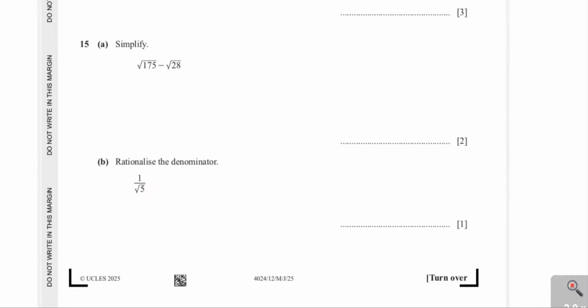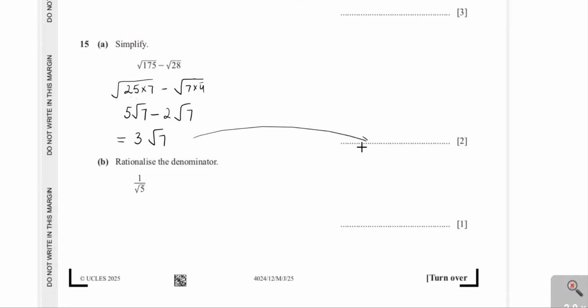Question 15 part A. Simplify square root 175 minus square root 28. Square root 175 we can write as 25 times 7, which is 175, and here 7 times 4 is 28. And we take the square root of 25, this is 5, and we write 5 square root 7, and square root of 4 is 2, we write 2 square root 7. And 5 square root 7 minus 2 square root 7 will be equal to 3 square root 7, and this is the answer.